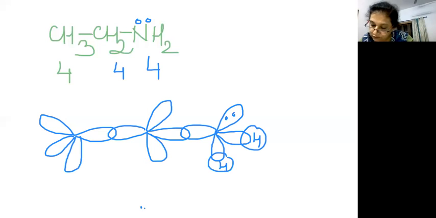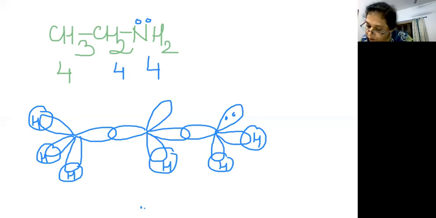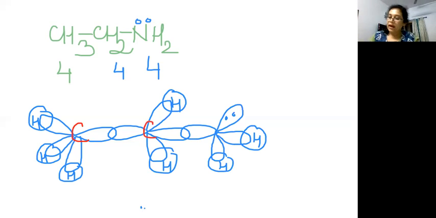Okay, the 3 hydrogens here. We are left with 2 hydrogens for the center carbon. Let's make those. This one is carbon, this one is carbon, and this one is nitrogen. So students, the structure is ready for you. I think you must have understood how I am doing it.